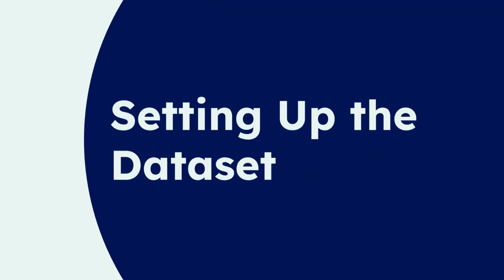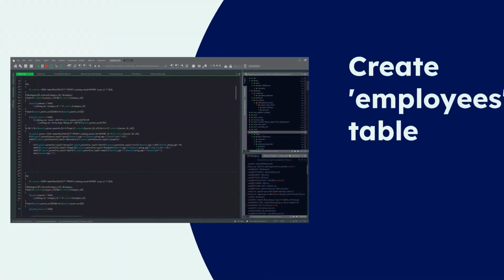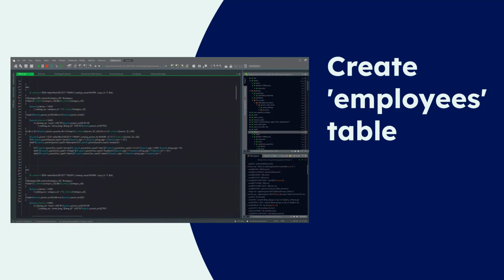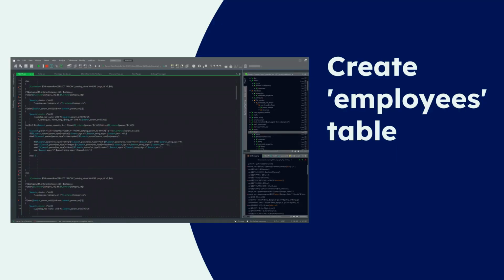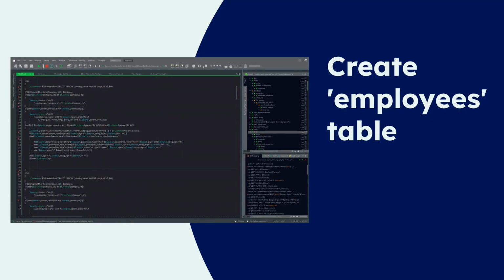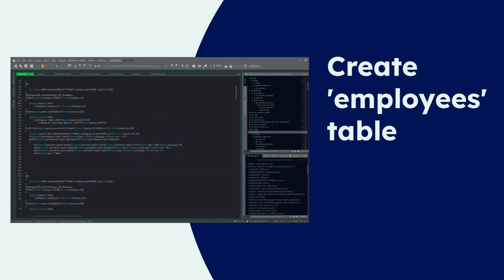Let's begin by creating our sample dataset. We will set up two tables, employees and departments. First, we drop and then create a new employees table. This table includes employee ID, name, salary, and department ID, with employee ID as the primary key.